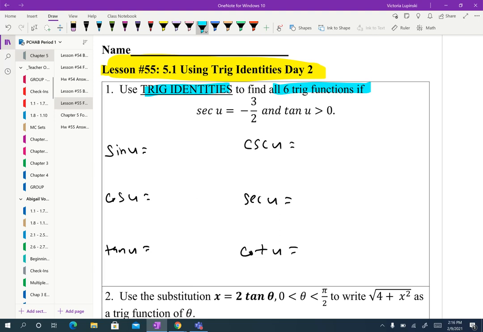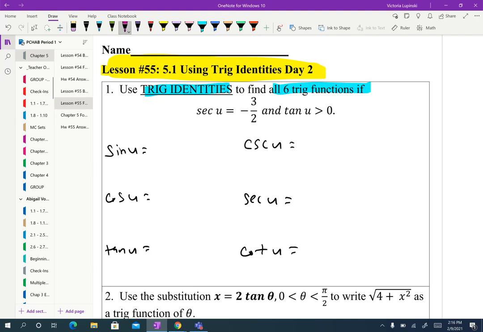In the past, you most likely would have solved this problem by drawing a triangle and using SOHCAHTOA. Technically, that still works. But because chapter 5 is really all about the formulas and the identities, we're going to try to solve it that way to make sure that we get the practice.